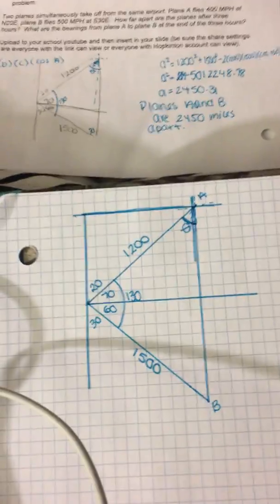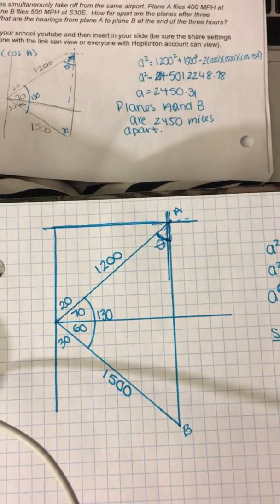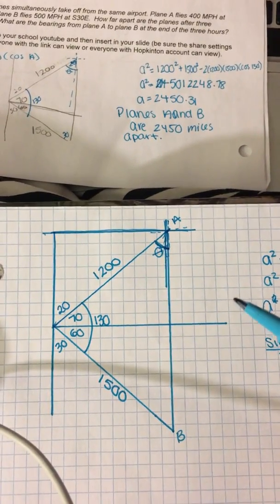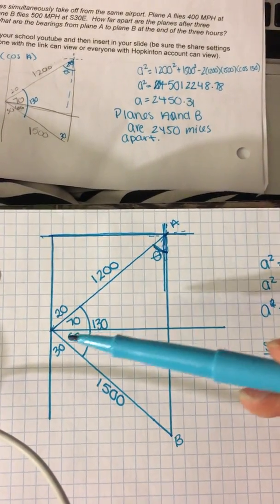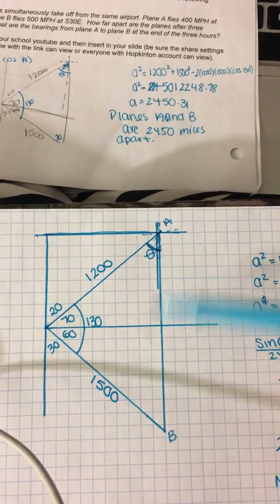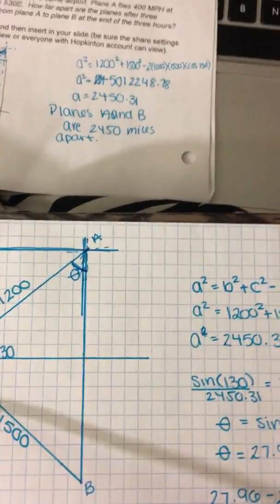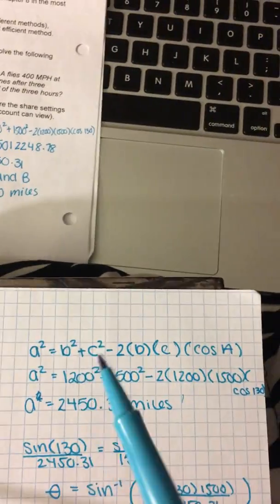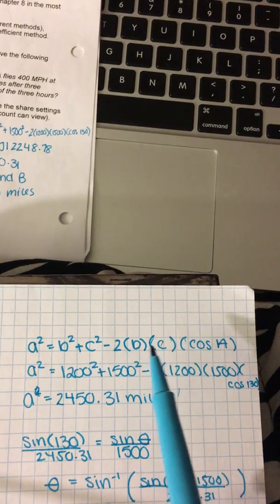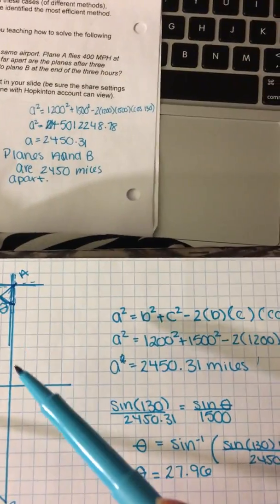So what I've done here is I've drawn the diagram, 1,200, which is 400 times 3 because there's 3 hours, 1,500, 500 times 3, and we have put in all the given angles, and we need to just find this line. So we can do that by using law of cosines. I've already put in the formula, which is a squared equals b squared plus c squared minus 2bc times cosine of A. A squared is your unknown, which is this line.